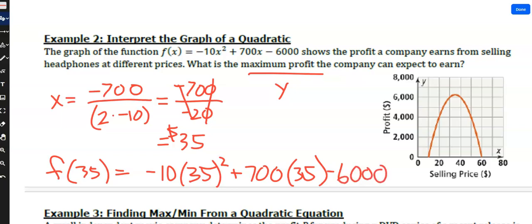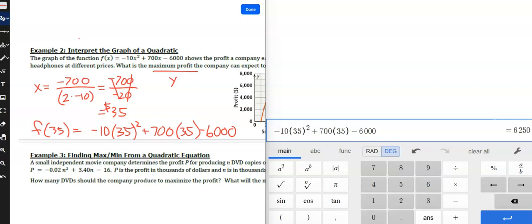So now we're going to split our screen and do that again. Well, let me just double check my numbers. Negative 10, 35 squared plus 700 times 35 minus 6,000. Looks like we got 6250 as our final answer. Oops.